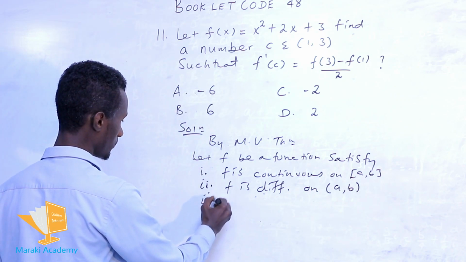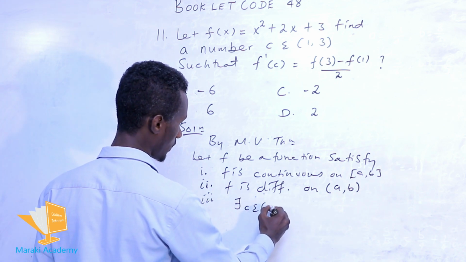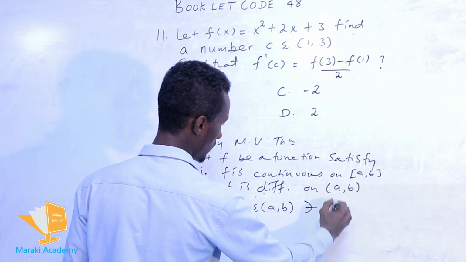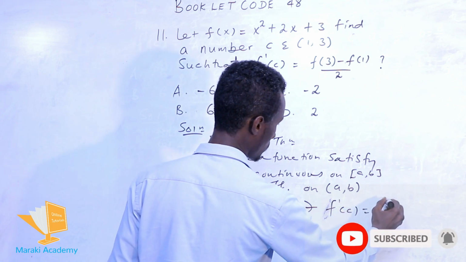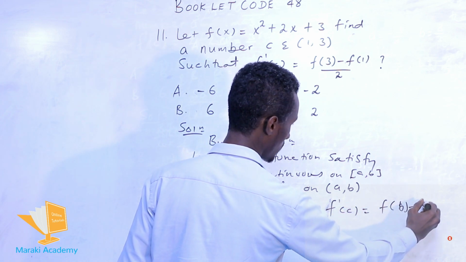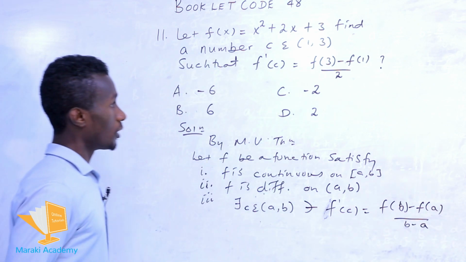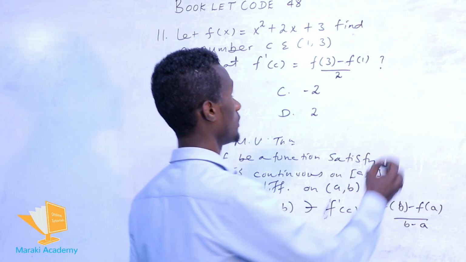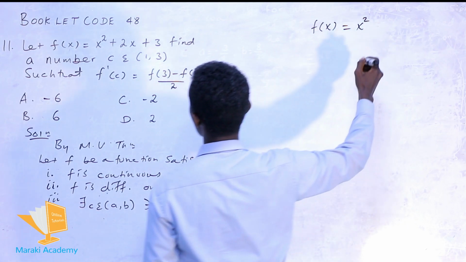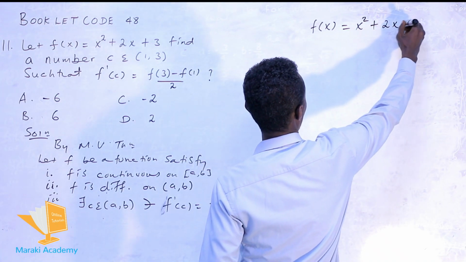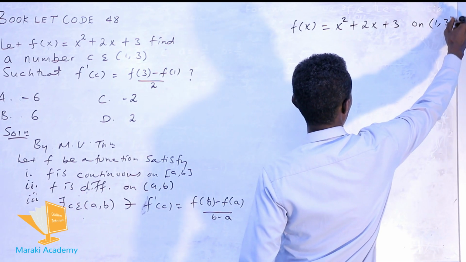And third, there exists a number c between the interval a to b such that the function first derivative at the point c must be equal to the function at point b minus the function at point a over b minus a. Now, according to our function here, a quadratic polynomial function, x square plus 2x plus 3 on the interval from 1 to 3.